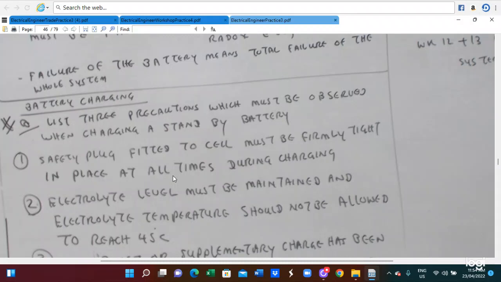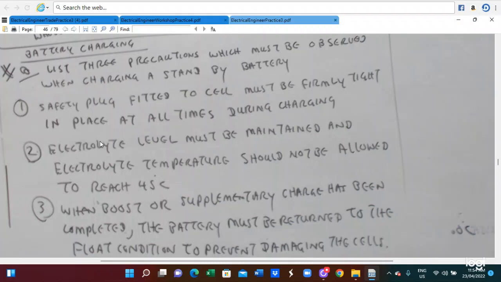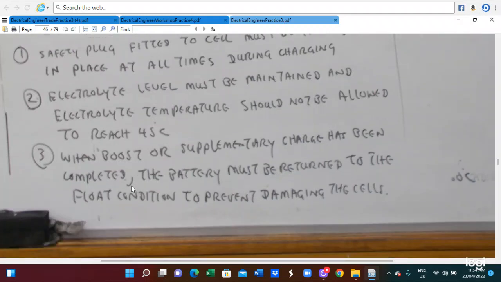Battery charging time: these are precautions which must be observed when charging a standby battery. In this case, we have to install a safety plug. The safety plug fitted to the cell must be firmly tied in place at all times during charging. Electrolyte level must be maintained and electrolyte temperature should not be allowed to reach 45 degrees centigrade. When the boost or supplementary charge has been completed, the battery must be returned to the float condition to prevent damage to the cell.